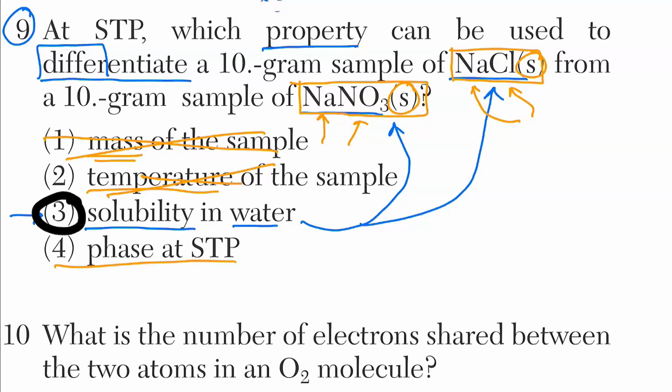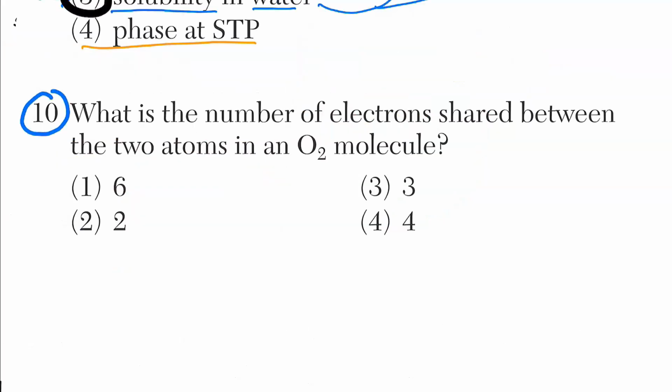On to number 10. Number 10, what is the number of electrons shared between the 2 atoms in an O2 molecule? Well, oxygen is a nonmetal. And when it bonds to another nonmetal, even itself, electrons are shared. These are covalent. Co means they're sharing, cohabitating, right? Electrons. And the reasoning, of course, is they both have high attraction for electrons.